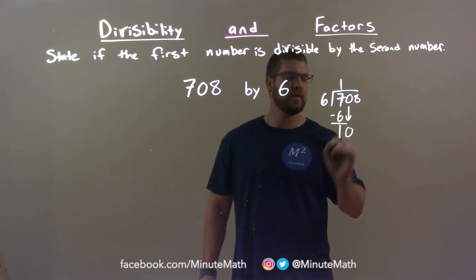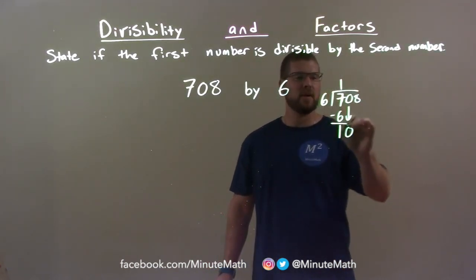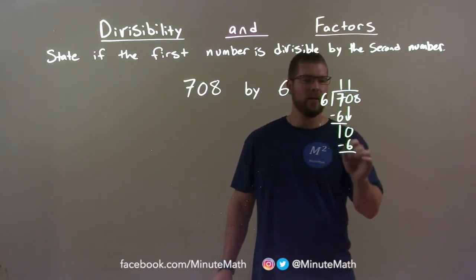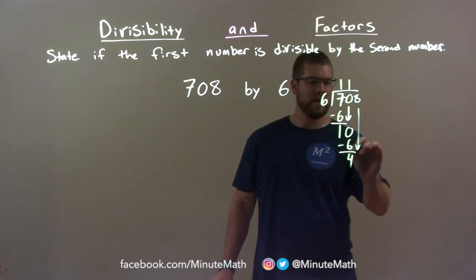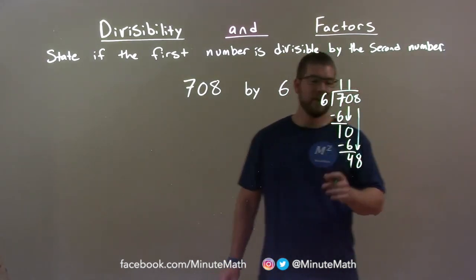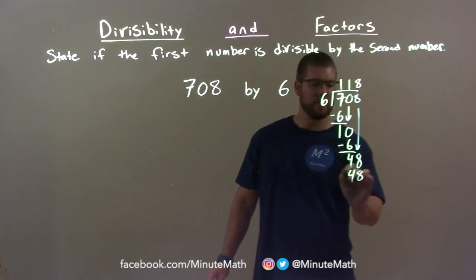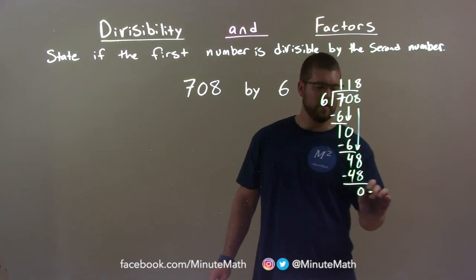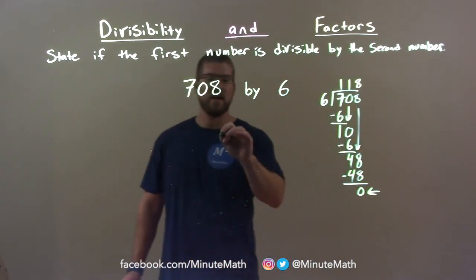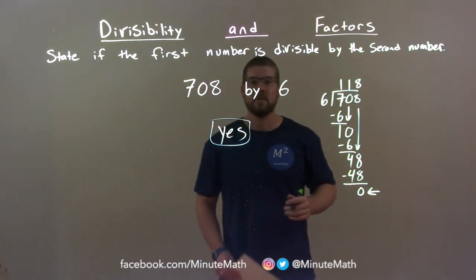Bring down the 0. Does 6 go into 10? Well, 1 time again. 1 times 6 is 6. Subtract, and we get a 4. Bring down the 8. Now, does 6 go into 48 evenly? And that is a yes, 8 times. 8 times 6, 48. Subtract, and we get a 0. Here we have a remainder of 0, which tells us that, yes, 708 is divisible by 6.